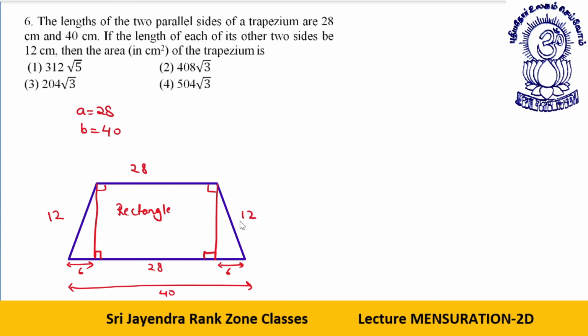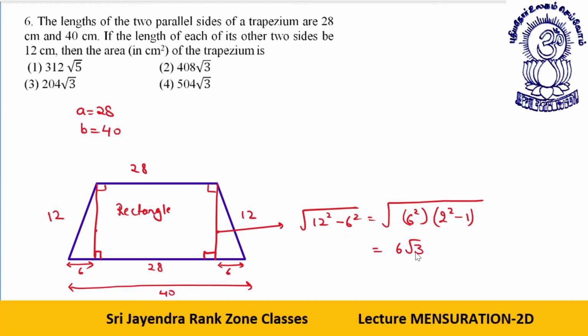Now you can think of this figure as, look, separate this rectangle. This is a rectangle. You need the height. So how do we find this height? This height will be, by Pythagoras theorem, 12 square minus 6 square. Or you can take 6 square common, it will be 6 root of 2 square minus 1, that is 6 root 3. So the height is 6 root 3.